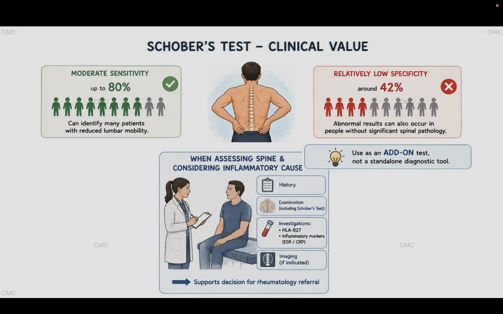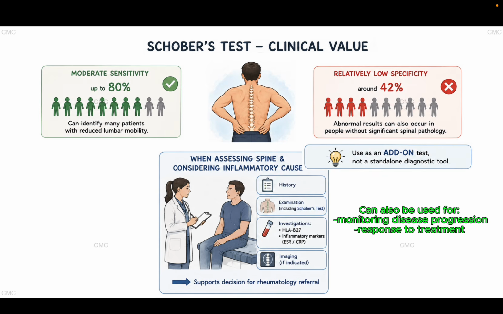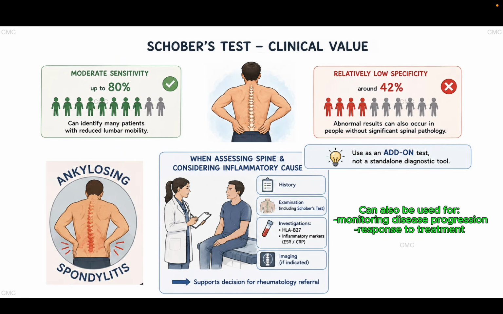Schober's test can also be a valuable tool for monitoring disease progression or response to treatment, particularly in patients with inflammatory spinal conditions such as ankylosing spondylitis, where serial measurements of the lumbar spine mobility can be compared over time.